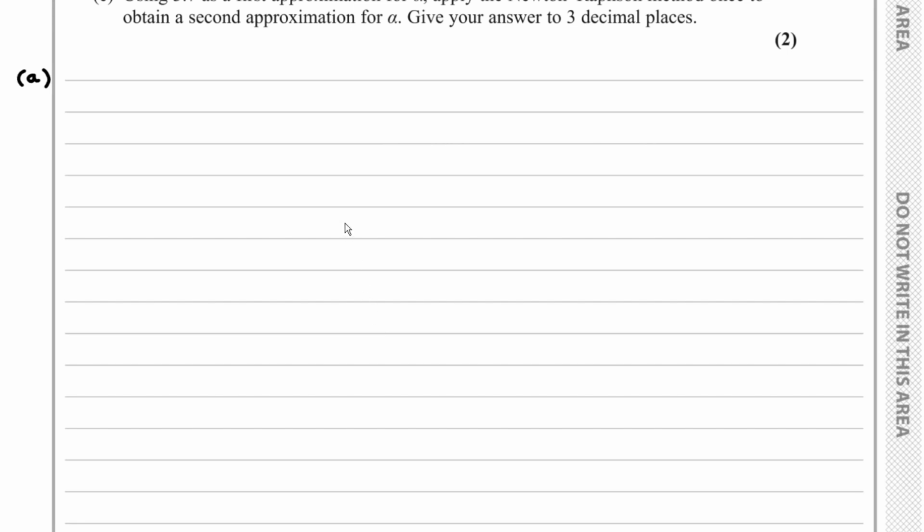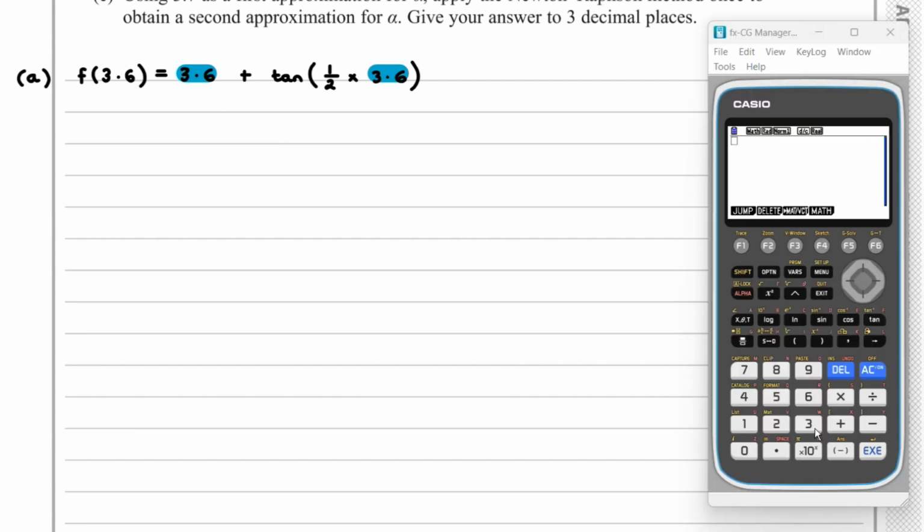For part A, let's begin by finding f of 3.6. f of 3.6 is equal to 3.6 plus the tan of 1/2 times 3.6. So let's work this out. 3.6 plus the tan of 1/2 times 3.6 is equal to negative 0.686, etc. And this is less than 0.